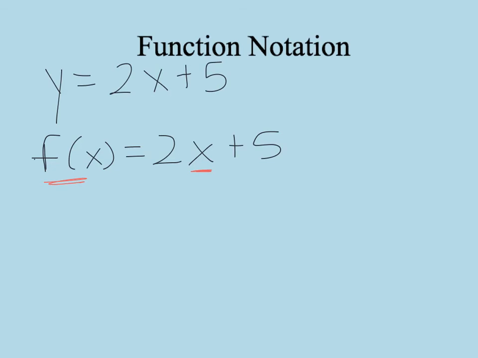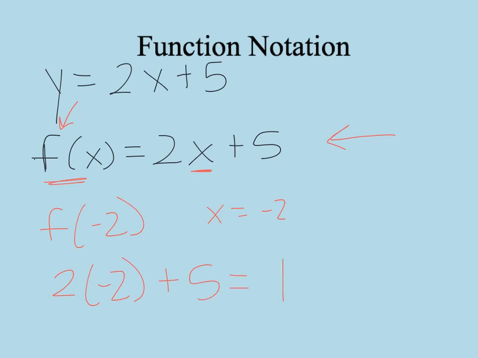So a lot of times if you see this in function notation, because this f means it's a function, and if I put this down right here, this is saying evaluate, plug in. What if x is equal to -2? So if I were to plug that in, I would have 2, and then in parentheses, the -2 plus 5, which would equal 1. So if I were to write this as an ordered pair, it would be -2, 1, because this was my input, and this is my output.